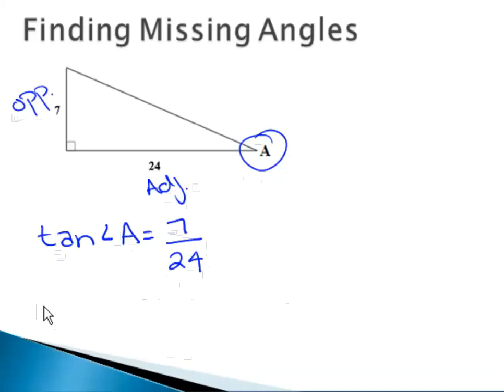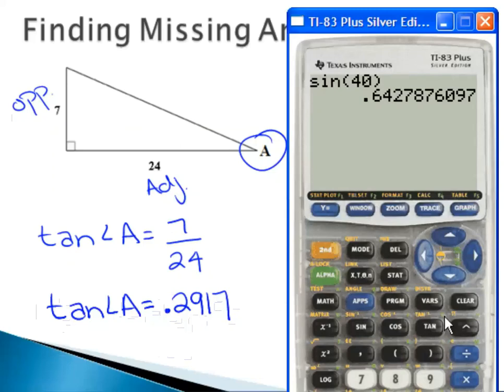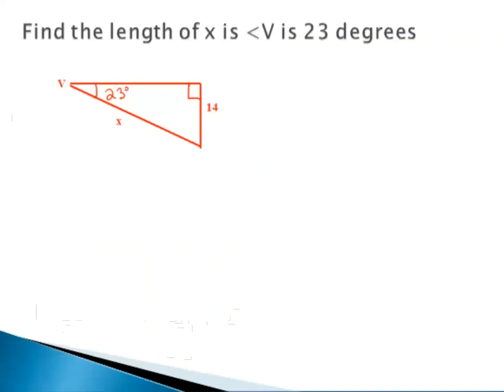If you're using your table, you would divide out 7 by 24 and see that tangent of angle A is equal to 0.2917. Scroll down your table until you see that number in your tangent column, and then look what angle that corresponds to. However, if you have a calculator, you can do it this way. We need to hit the inverse of tangent. That's going to be the shift, or the second key. Notice how it says tangent to the negative 1 power. So tan to the negative 1 is equal to 7 divided by 24. And that gives you your angle. Your angle is 16.26. We have time for just one more example.